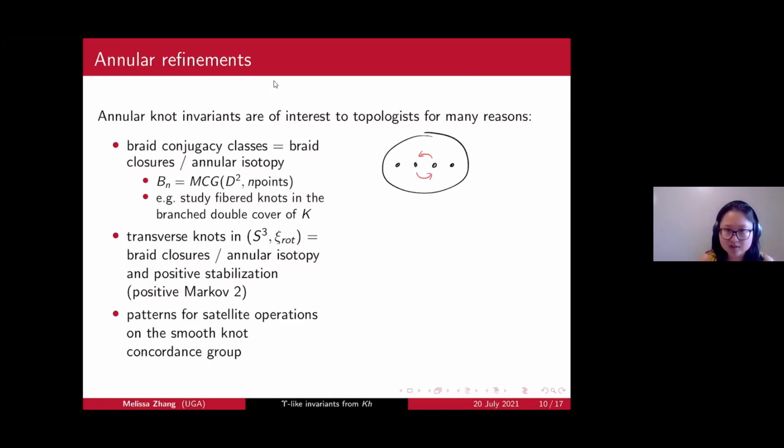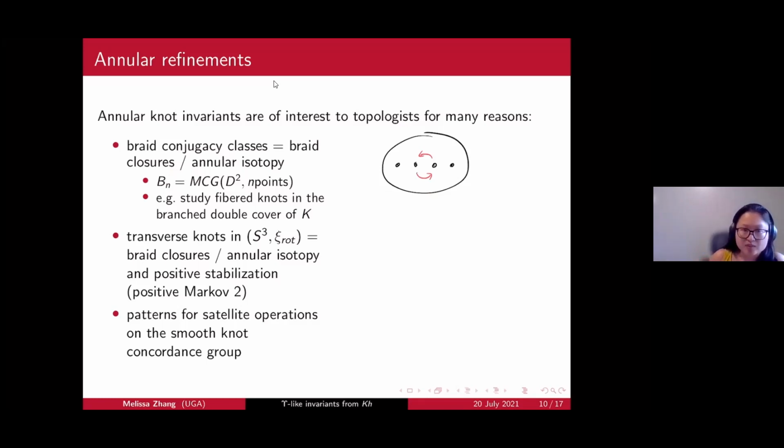And this is actually super important to topology because then you can study these things called fibered knots in branched covers of other knots. There's just a lot of things to do just from the point of view that the braid group is actually just an action on the surface. If you further take away, so you're taking braids and then you are closing them, you get the braid conjugacy classes, and then you mod out by annular isotopy, and that gives you an annular link.